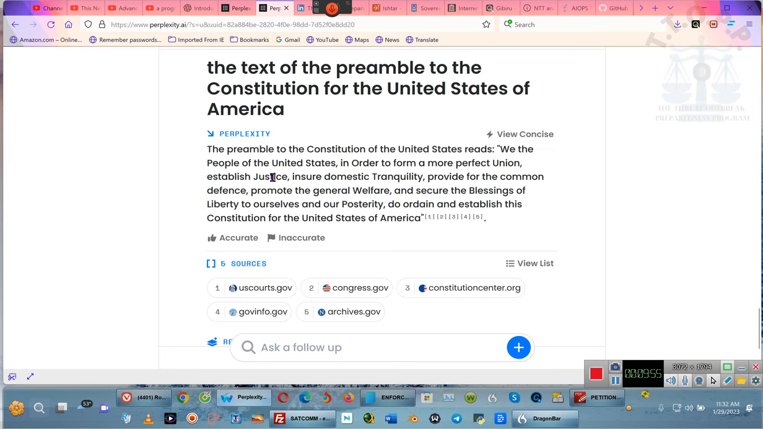The preamble of the Constitution. We, the people of the United States, in order to form a more perfect union, establish justice. The people said, we, the people, to establish justice. It's not the courts who get to administer it. We establish it. Ensure domestic tranquility, provide for the common defense, promote the general welfare, and secure the blessings of liberty for ourselves and our prosperity, do ordain and establish this Constitution for the United States of America.